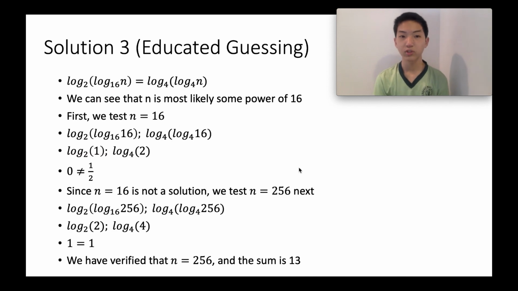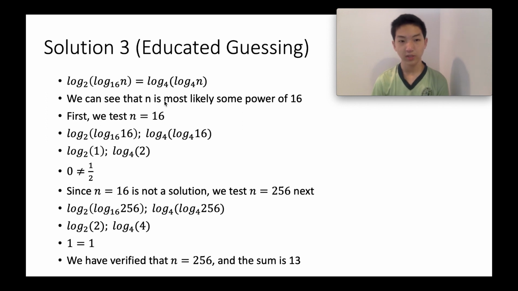So finally, we have solution 3, which involves educated guessing and checking. So that's our original equation that we have to solve. Well, we can see that n is most likely some power of 16, because it's an integer, and it must fit this equation. And we can see that there's log base 16. In all probability, n must be some power of 16 in order for both sides of these to equal each other, as it's more likely if they're all round numbers.